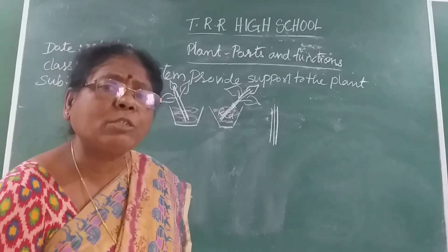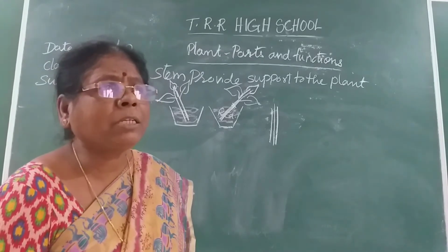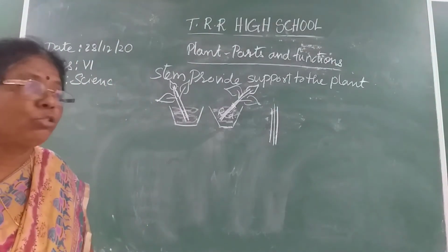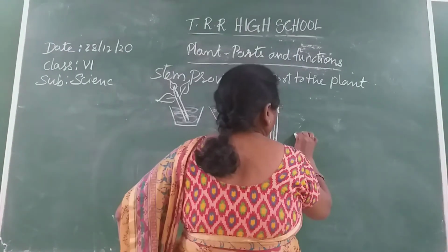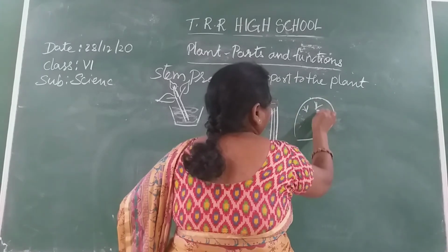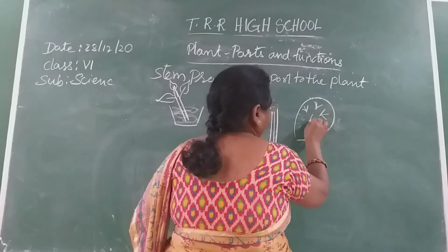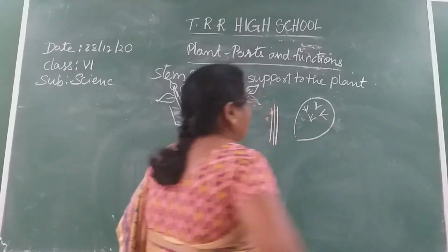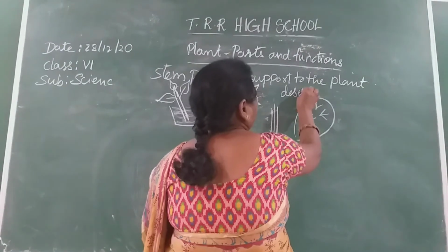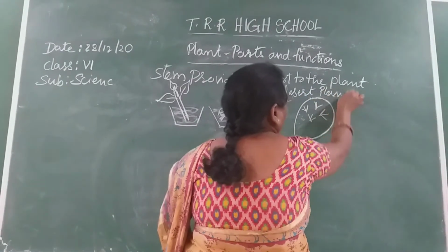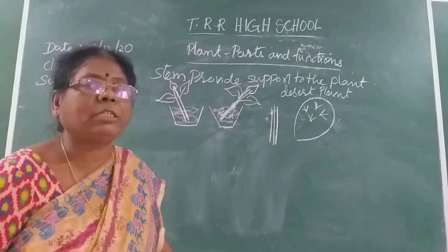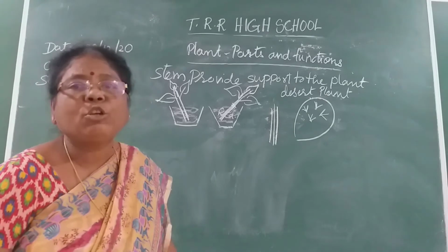Have you seen the cactus plant? In cactus also, you will see the leaves are reduced to thorns, and the stem of the plant becomes thick. These are called desert plants. Desert plants grow in places where there is scarcity of water.